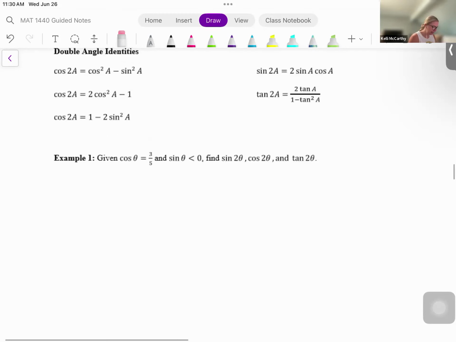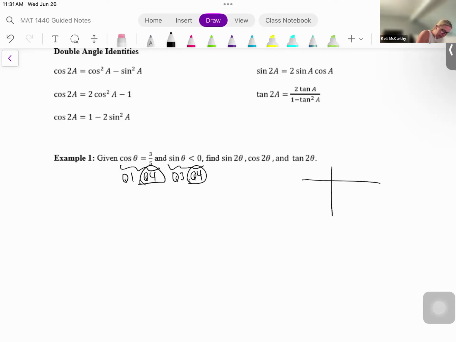So given cosine theta is 3/5, sine of theta is less than 0, so sine of theta is negative. Find sine of 2 theta, cosine of 2 theta, and tangent of 2 theta. If cosine theta is positive, that means we're in Q1 or Q4. If sine is negative, that means we are in Q3 or Q4. So this tells me that theta is in Q4.